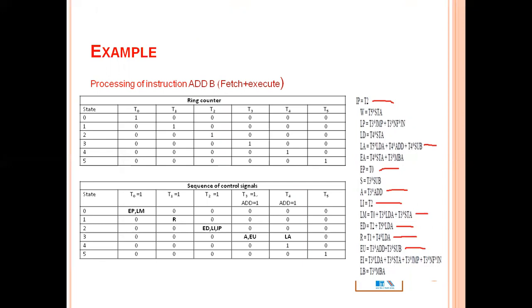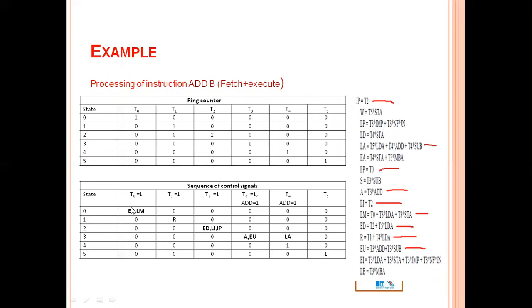You know this instruction will have two parts. One is the fetch. After fetching, it will decode. Decode means what is the type of the instruction, then it will execute. Suppose here we have written two cycles, fetch cycle and execute cycle. So I have given here the ADD B. ADD B means suppose this ring counter will generate 1 1 1 1 1, each of the states. So suppose this is the sequence of the control signal.